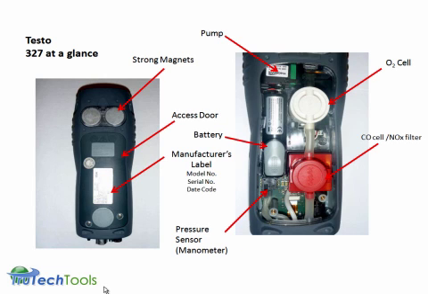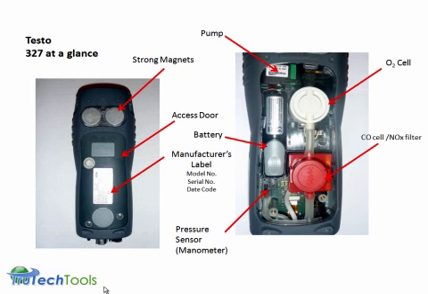On the back of the 327, there are 3 very strong magnets which will attach that to a furnace while you're working on it. And we have the access door and we have the manufacturer's label, which includes the model and serial number and the date code the analyzer was made.